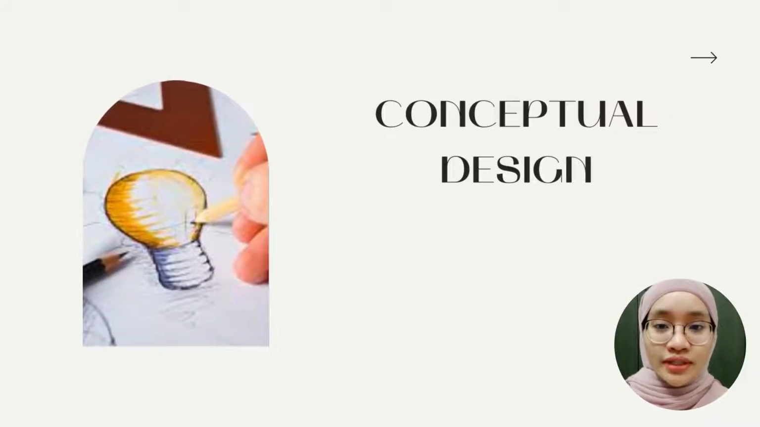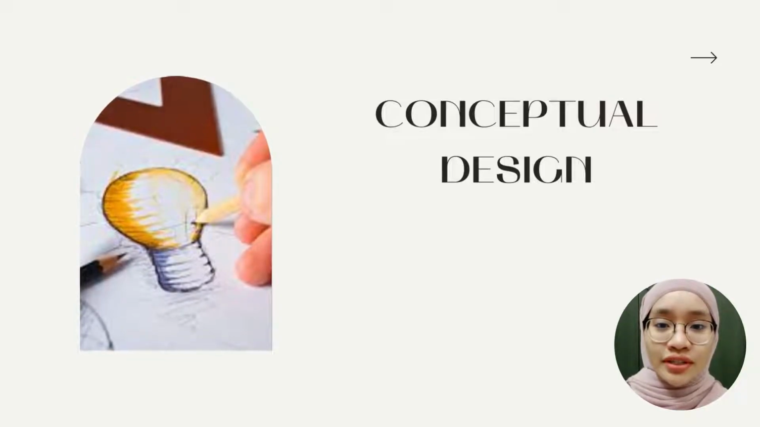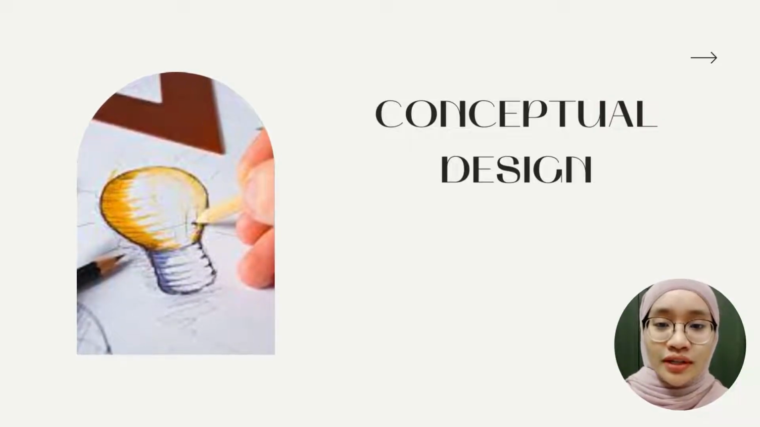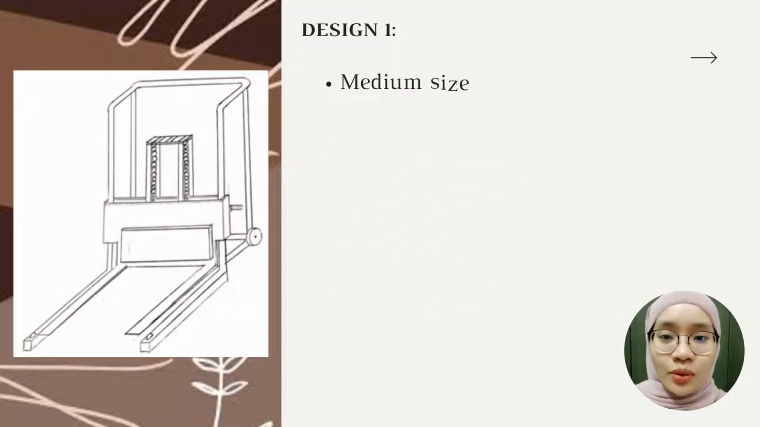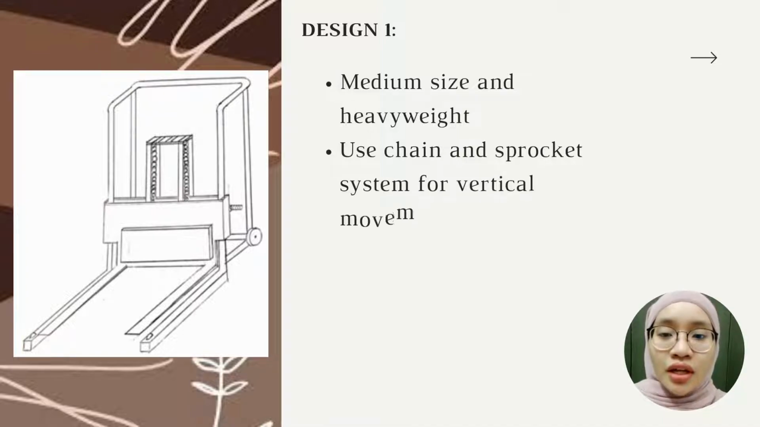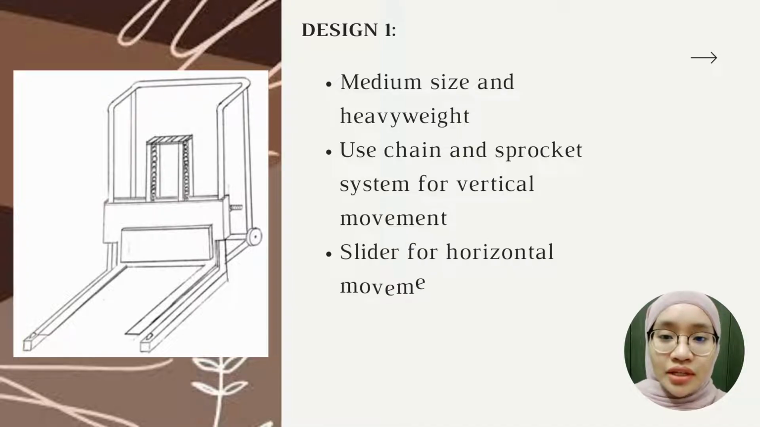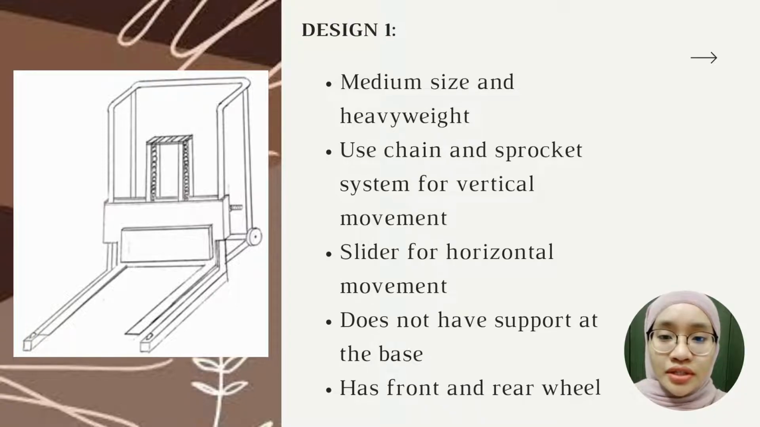For conceptual design, we have three different types of design that we have chosen: Design 1, Design 2, and Design 3. Design 1. For this design, the stacker has a front and rear wheel. The stacker is medium size and heavyweight. It uses a chain and sprocket system for the vertical movement. For the horizontal movement, it uses a slider. But this stacker does not have a support at the base. It only has a fork to support and lift up the load.